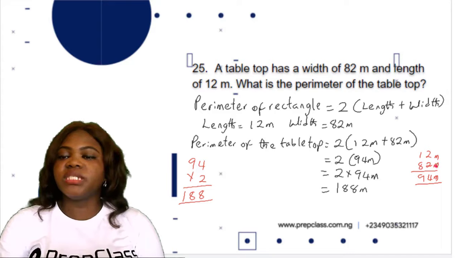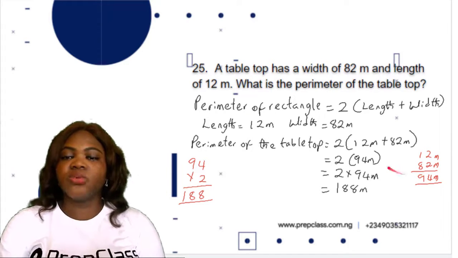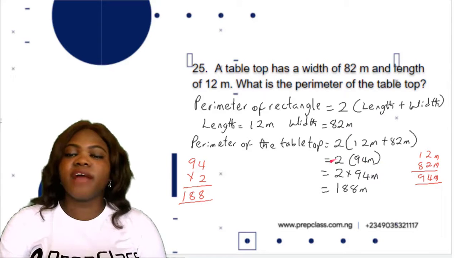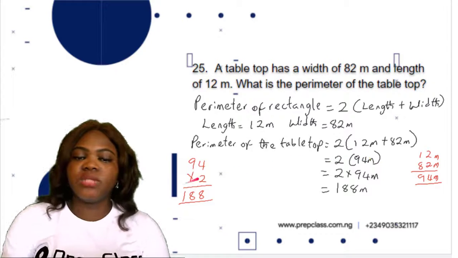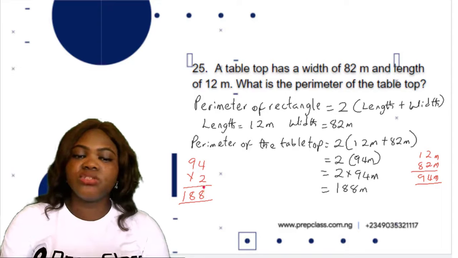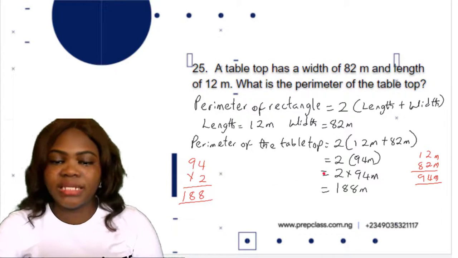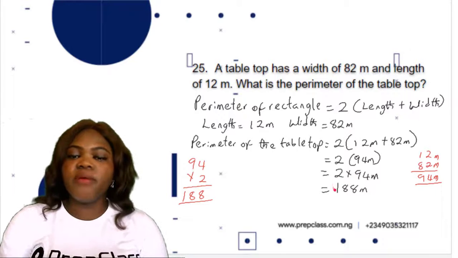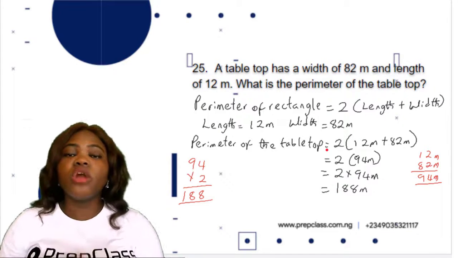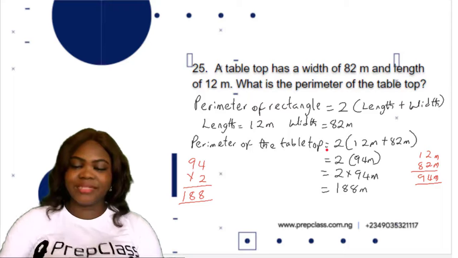So let's do 12 meters plus 82 meters first. 2 plus 2 is 4. 1 plus 8 is 9. So we have 94 meters. So now we have 2 times 94 meters. Let's do that here. 2 times 4 is 8. 2 times 9 is 18. So 94 times 2 is 188. So the perimeter of this tabletop is 188 meters.